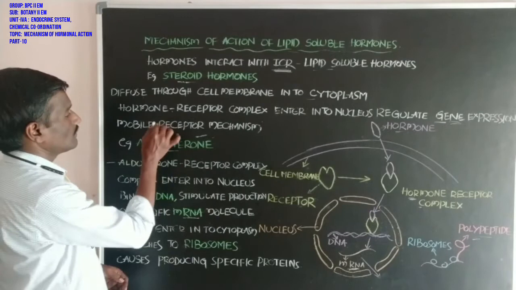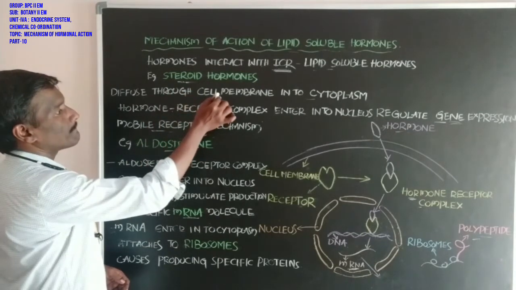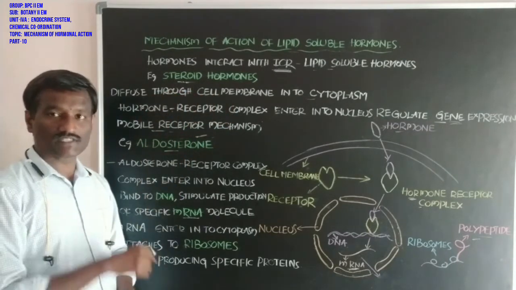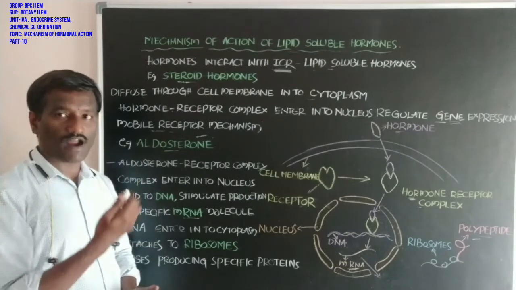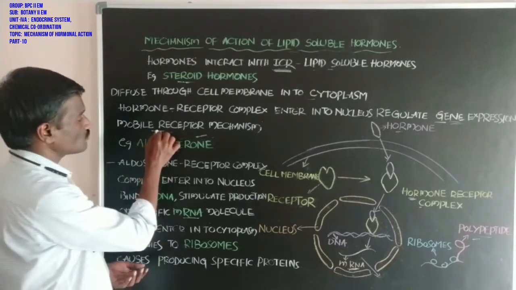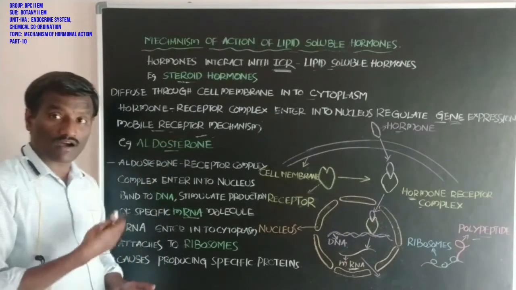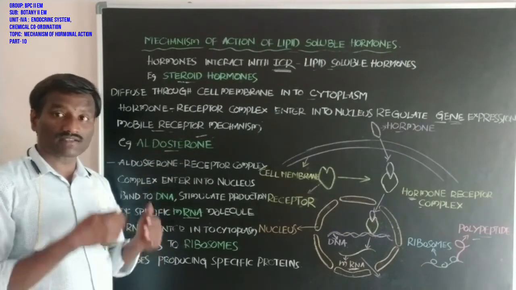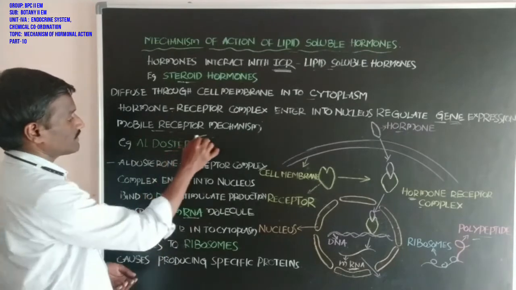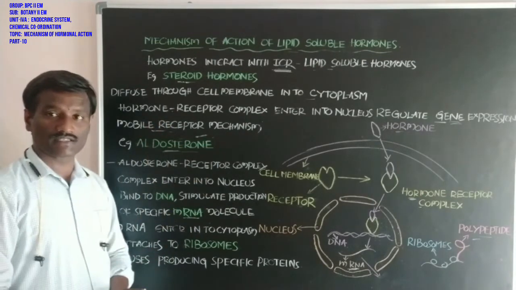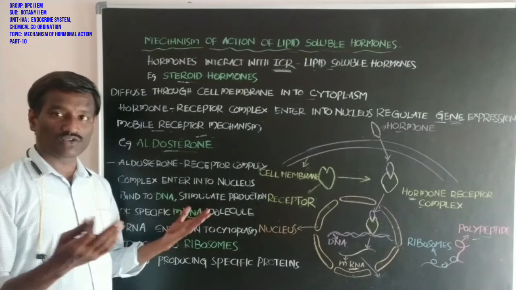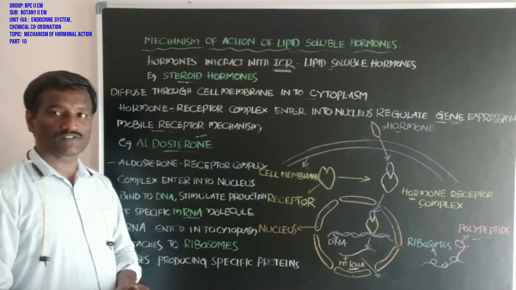This is a mechanism followed by the steroid hormones. It is also called the mobile receptor mechanism. An example is aldosterone. Aldosterone is the example. Students, already you know about this hormone.